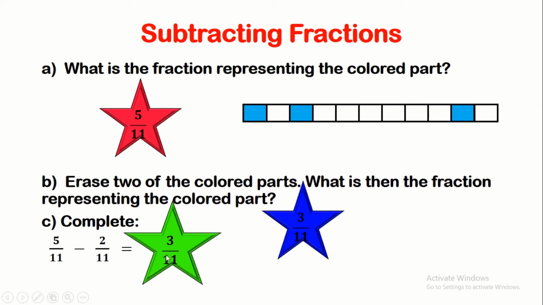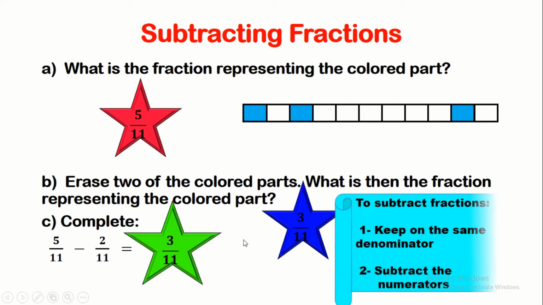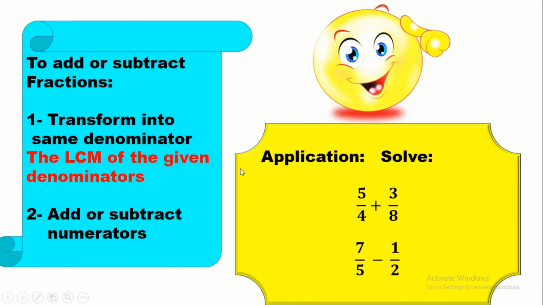Well, here also, 5 over 11 minus 2 over 11 gave us 3 over 11. The denominator 11 remained the same, while we just subtracted the numerators 5 minus 2, which gave us 3. So here we can conclude that to subtract fractions, we should keep the same denominator and subtract only the numerators. Well, in general, to add or subtract fractions, we need to transform into the same denominator.